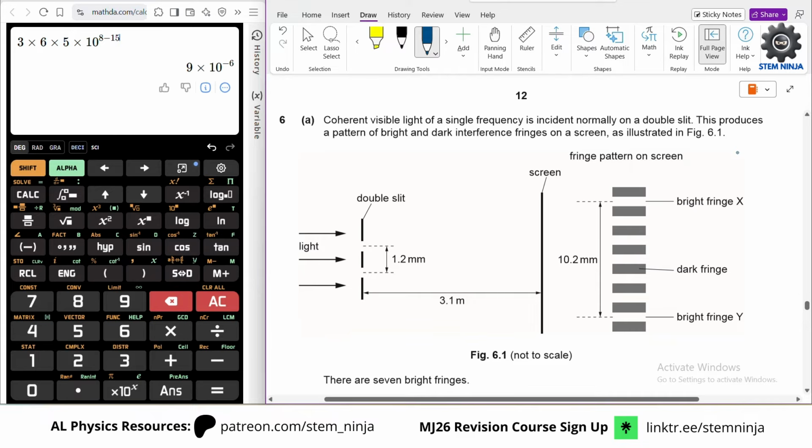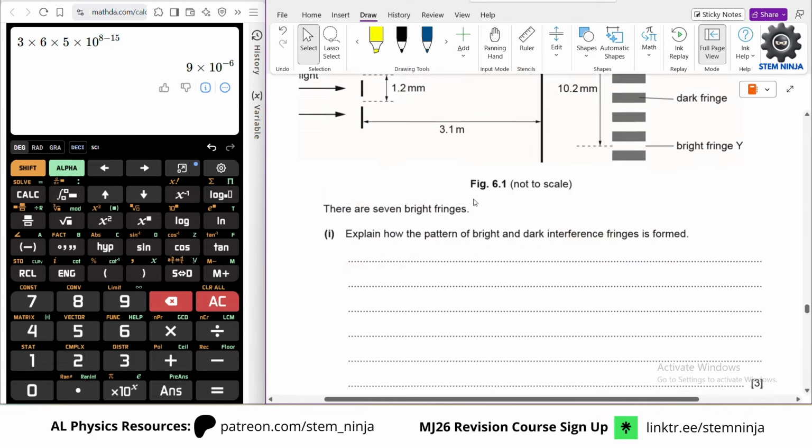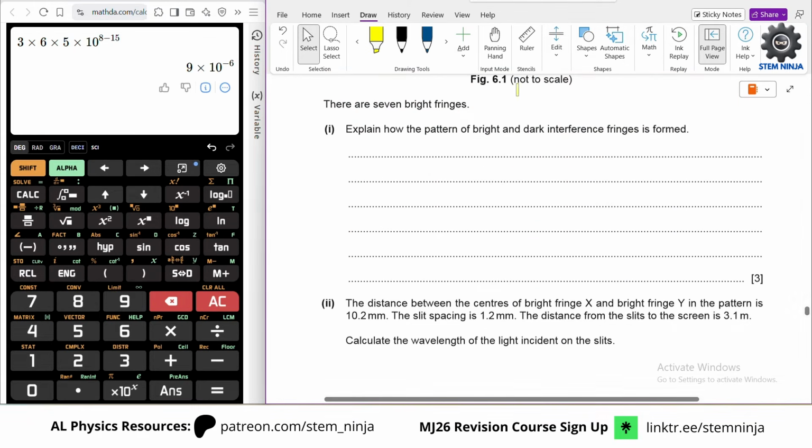Question number 6. Coherent visible light of a single frequency is incident normally on a double slit. This produces a pattern of bright and dark interference fringes on a screen. Okay? There are 7 bright fringes. Explain how the pattern of bright and dark fringes is formed.